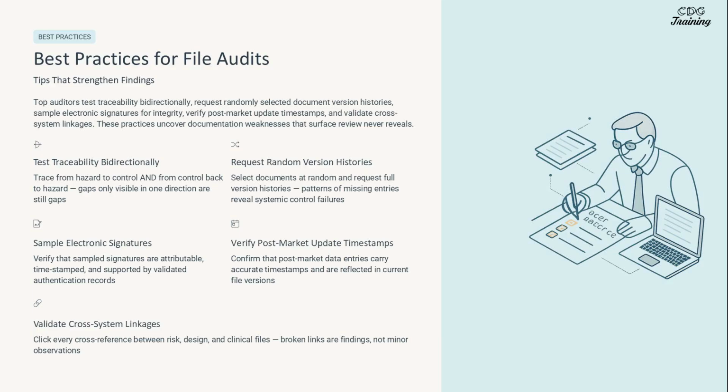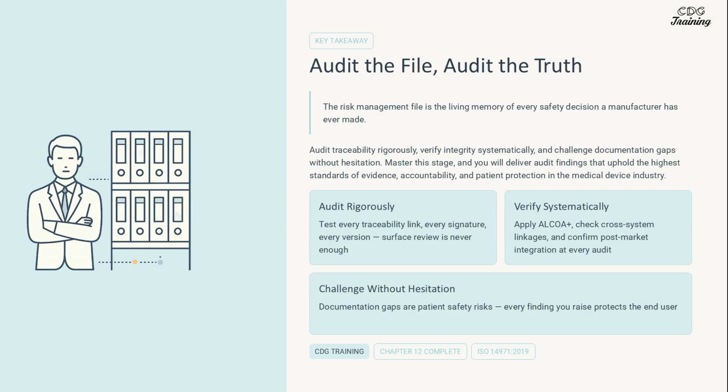Top auditors test traceability bidirectionally and validate cross-system linkages. These practices ensure documentation weaknesses are identified and addressed. The risk management file is the living memory of every safety decision. Audit traceability rigorously and verify systematically to protect the end user and ensure compliance.